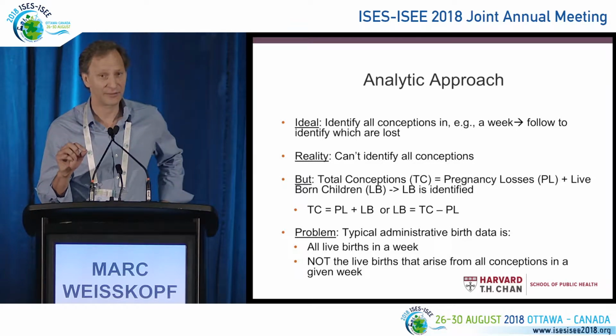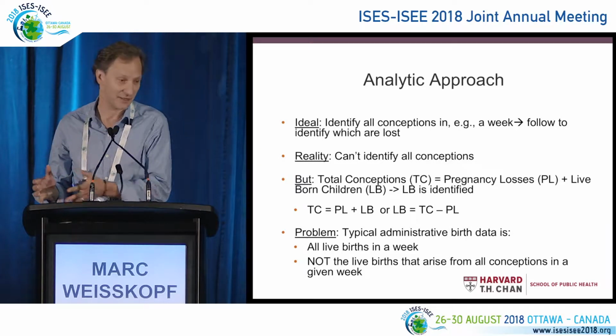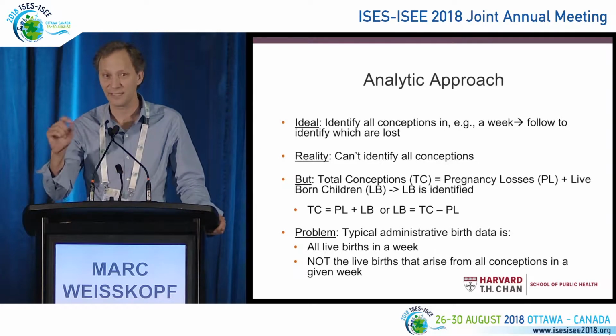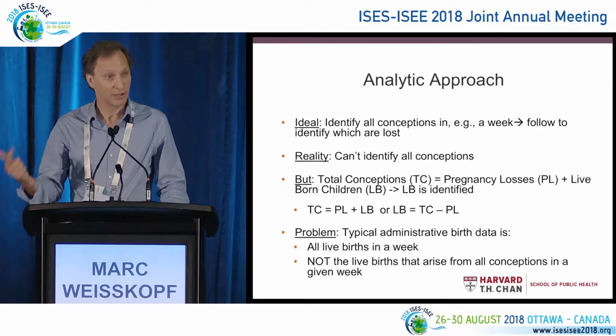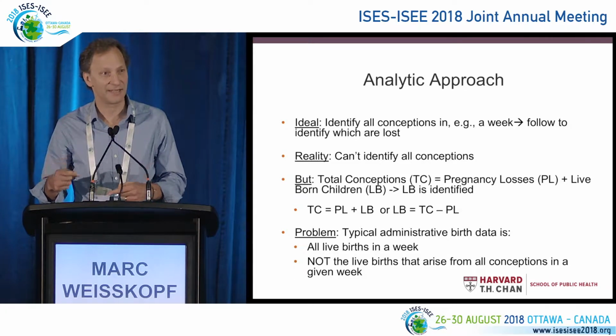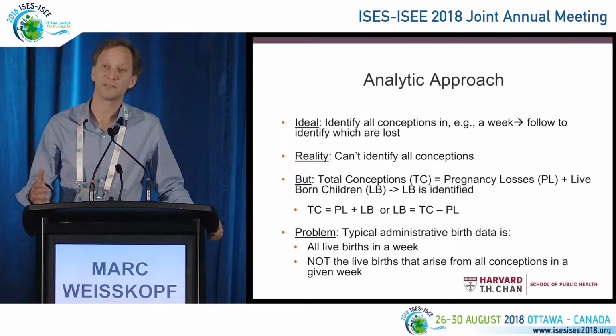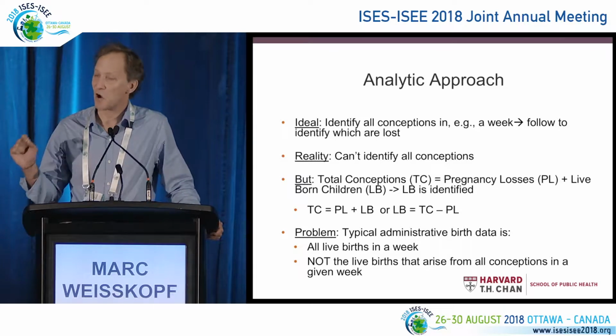However, as I alluded to, there is a very defined relation between total conceptions and live births and pregnancy loss, and it is simply as illustrated here. TC, total conceptions, is equal to the number of pregnancy losses plus the number of live births that come out of those conceptions. So we can rearrange that, simply algebraically, and say that live births is equal to total conceptions minus the pregnancy losses, right? And live births are identifiable.